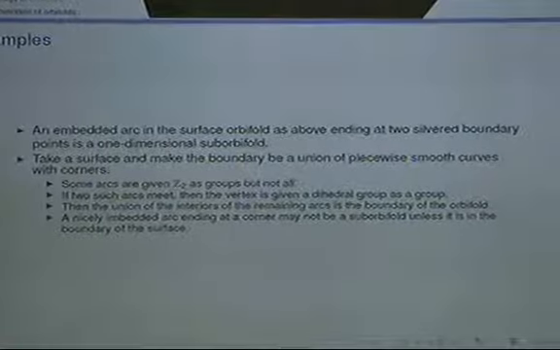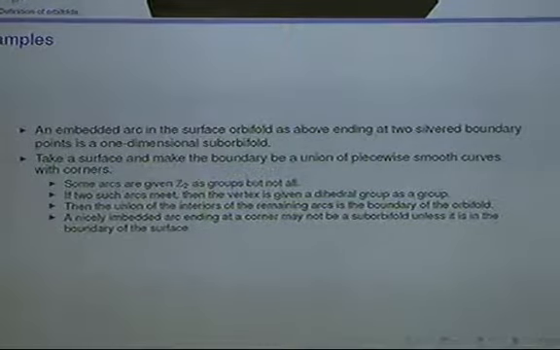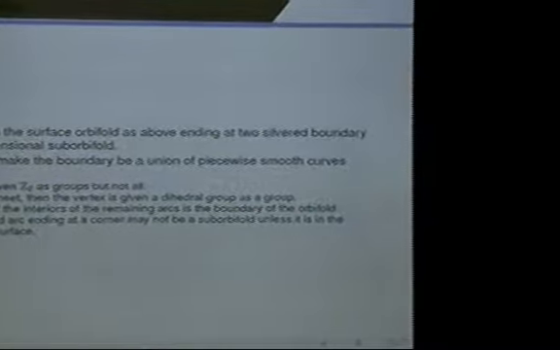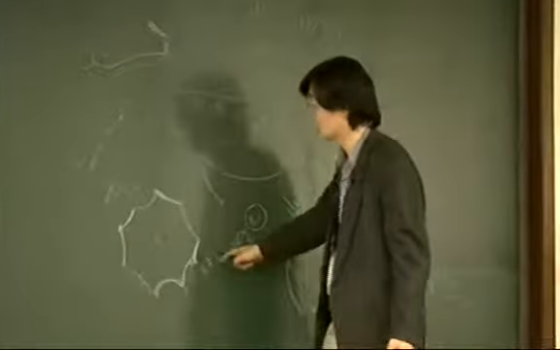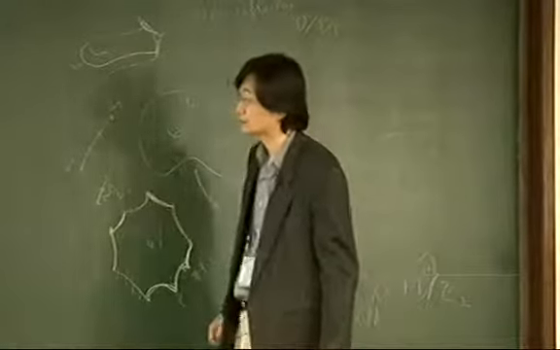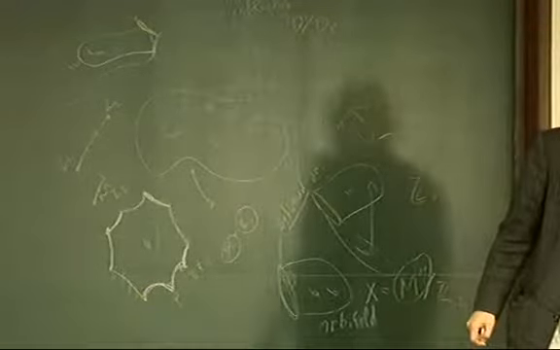And if you have some arc ending at a corner, it won't be a suborbifold unless it is the boundary of the surface. Okay, so something like this will be a boundary suborbifold. But if you have some arc like this, where these orders are p and q and these are not 2s, then this is not a suborbifold actually, because it's not going to obey some properties. So this is a little bit tricky part of the things, right?